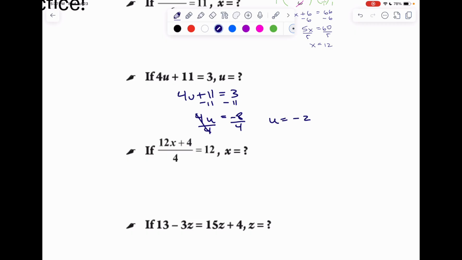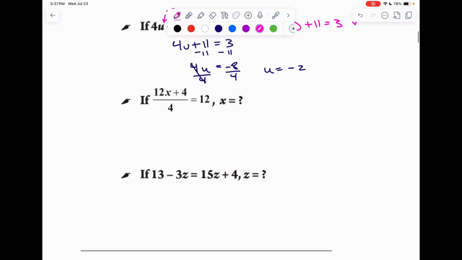Now, there's no excuse for getting an algebra question wrong, because if u equals negative 2, you should be able to put the negative 2 back in there, and it should work. Pop it in your calculator. Is it true that 4 times negative 2 plus 11 equals 3? And it does, so we know we did it right.